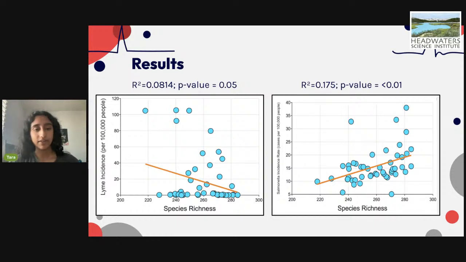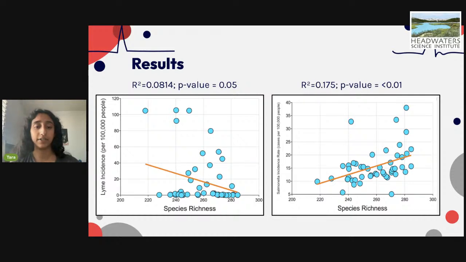It had a p-value of 0.05, showing that this relationship was significant. So as species richness increased, there were fewer Lyme disease cases, but the R value for this was only 8%, which means that only 8% of Lyme disease cases can be explained by species richness. So there are a lot of other factors that can affect disease transmission.